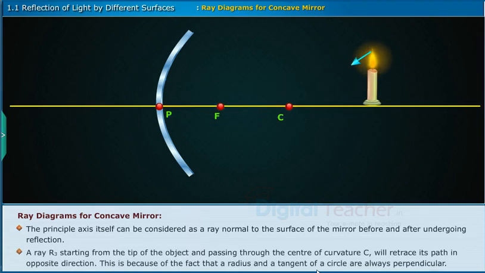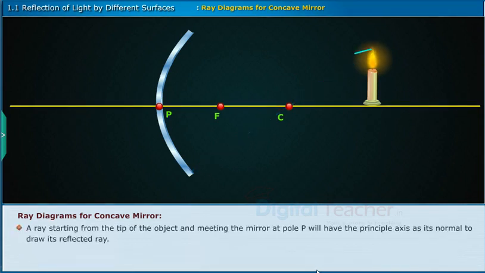A ray R3 starting from the tip of the object and passing through the center of curvature C will retrace its path in the opposite direction. This is because a radius and a tangent of a circle are always perpendicular. A ray starting from the tip of the object and meeting the mirror at pole P will have the principal axis as its normal to draw its reflected ray.